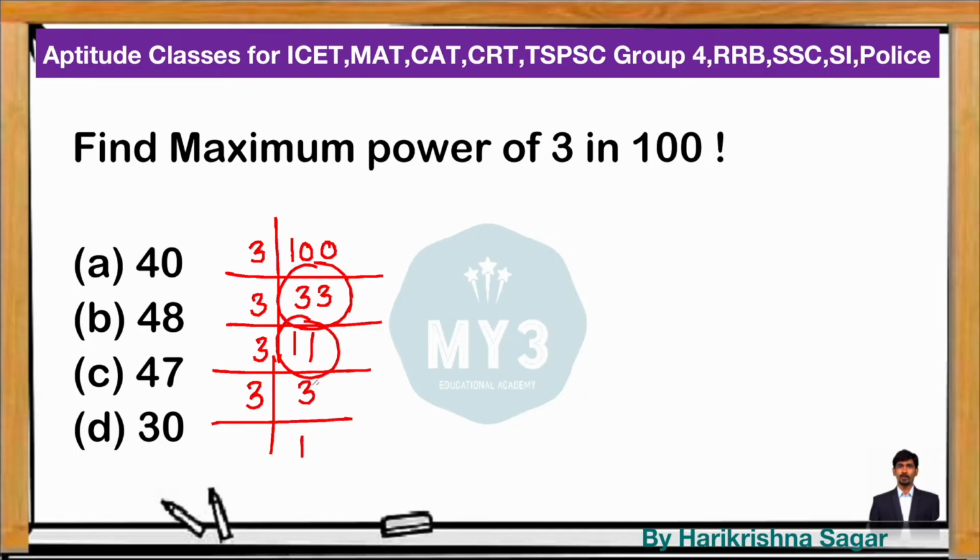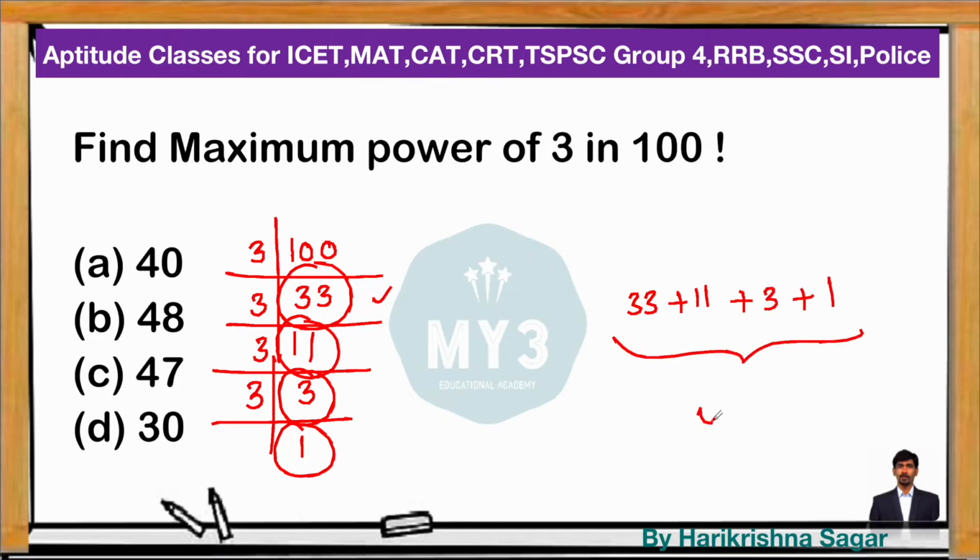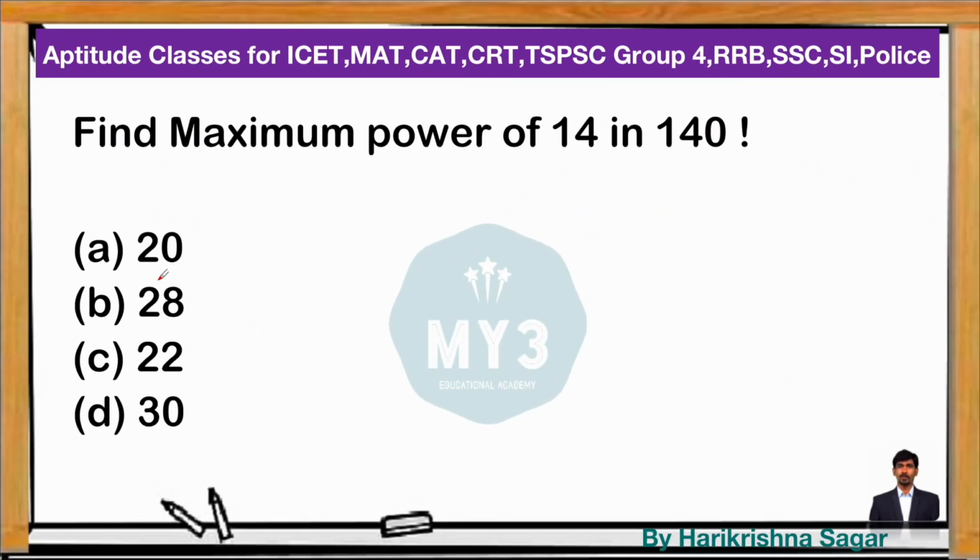Add up all the quotients except your number, you will get your answer. 33 plus 11 is equal to 44, 44 plus 3 is 47 plus 1 is 48. That means the maximum power of 3 in 100 factorial is 48. Mark the answer as option B. Let's look at one more question.